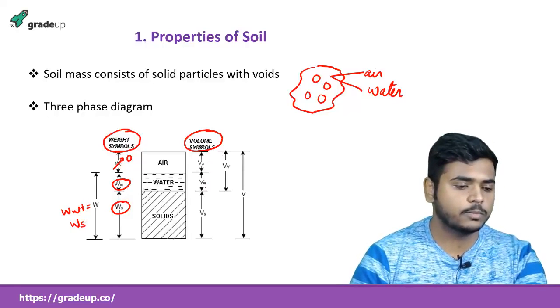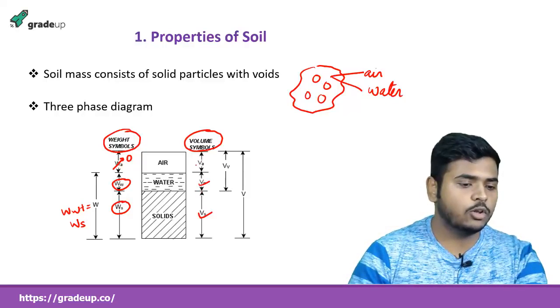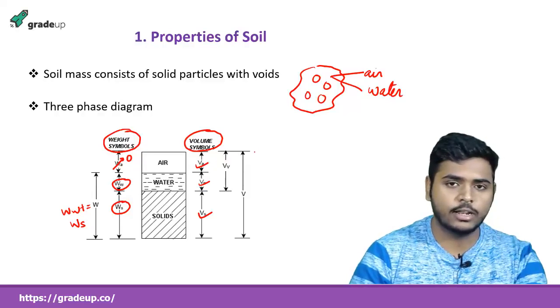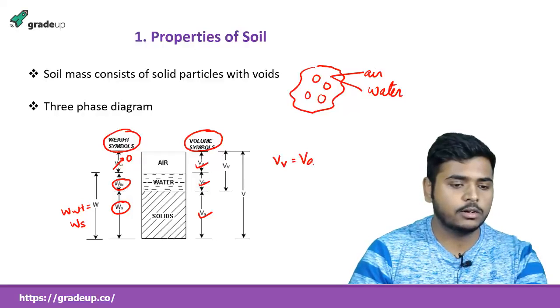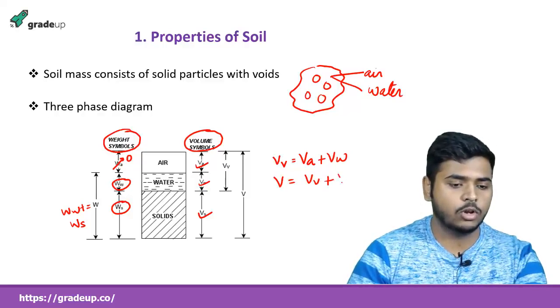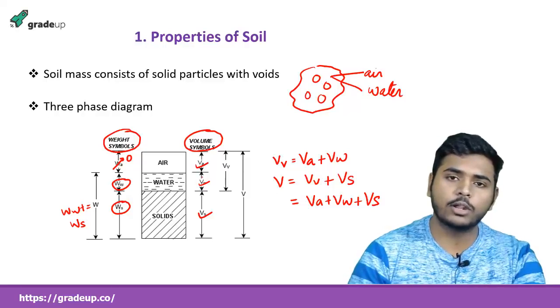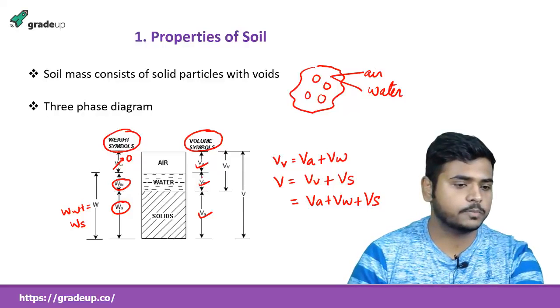Now coming to the volume. The volume includes the volume of solid, volume of water and volume of air. Here volume of air is not neglected. So the total volume of voids is volume of air plus volume of water. And the total volume of soil is volume of void plus volume of solid. That comes to volume of air plus volume of water plus volume of solid. This three-phase diagram is very important in solving any question regarding the basic soil properties.